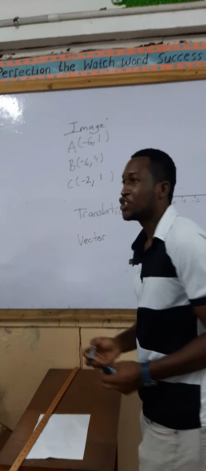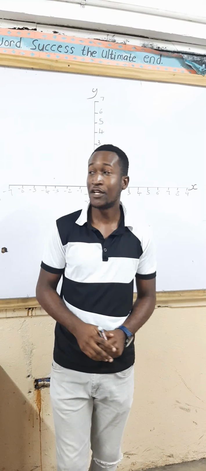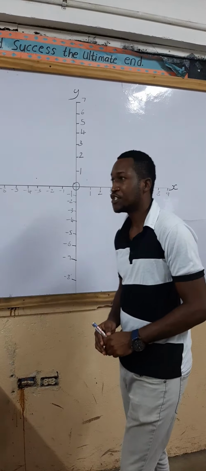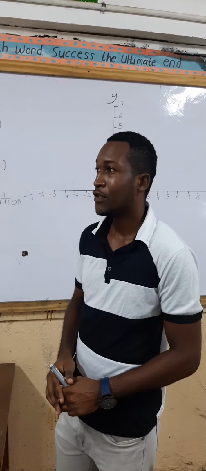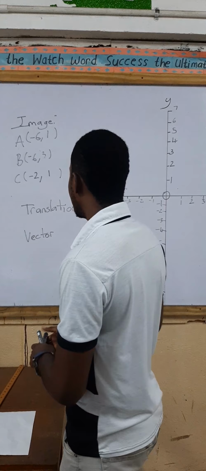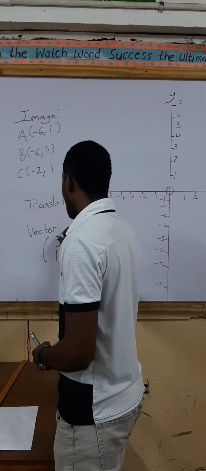And basically, a translation vector is a type of transformation in mathematics that moves one image from one place to another in a Cartesian plane. Now, translation doesn't necessarily change the size or the orientation of the image, but it changes the position of the image. And the translation vector that we'll be using for today is 3, 1.